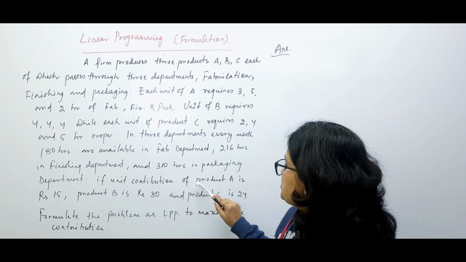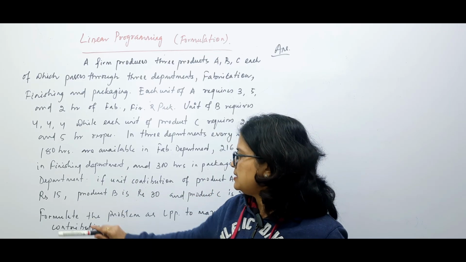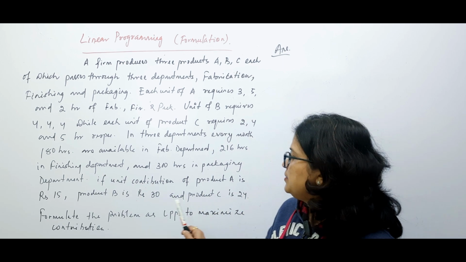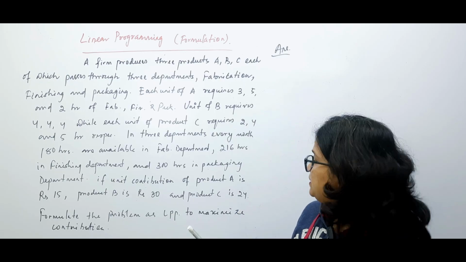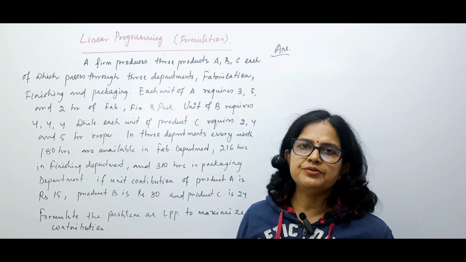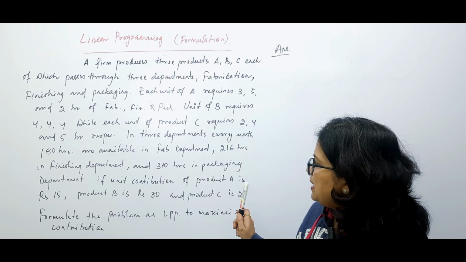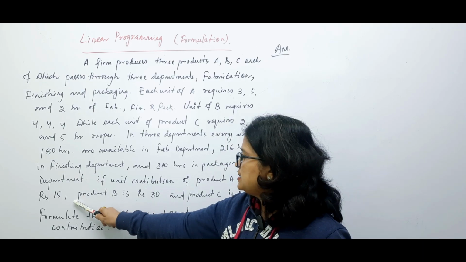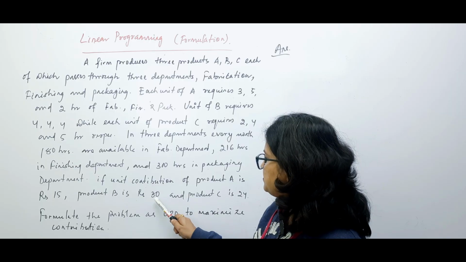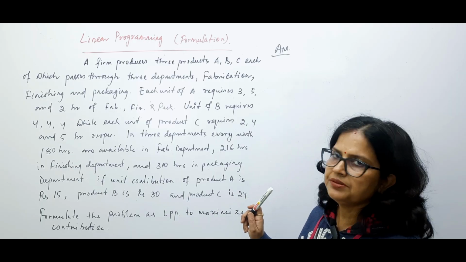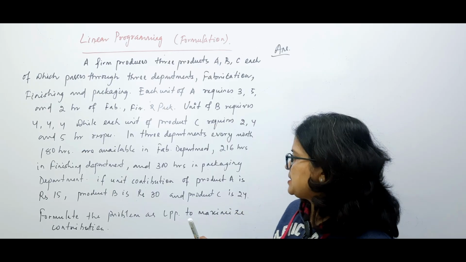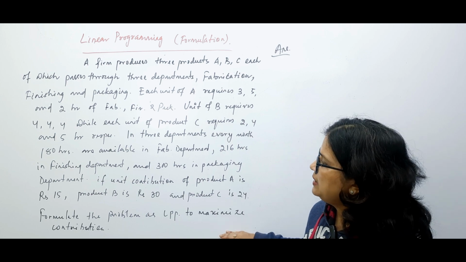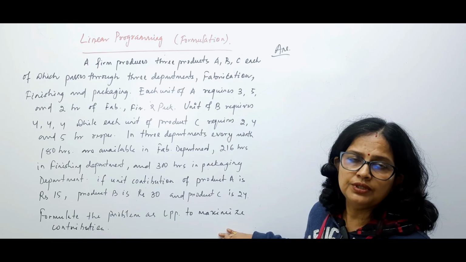If the unit contribution of product A is 15 rupees, product B is 30 rupees and product C is 24 rupees, formulate the problem as LPP to maximize the contribution. So this is our contribution part. Means product A is contributing 15 rupees, product B 30 rupees and product C 24 rupees. So formulate the LPP to maximize the contribution. This is our question, and we need to solve it.